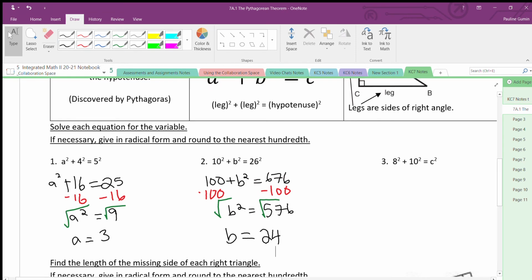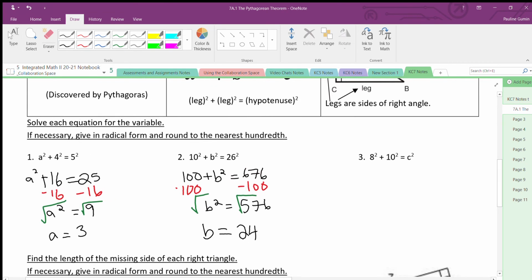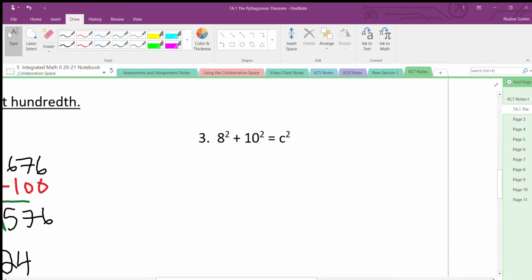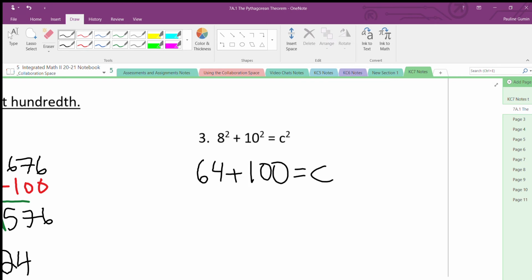Alrighty, not too bad. Let's continue. Number 3, we're looking for c. This one will be an easy one. 8 squared is 64. 10 squared is 100. Let's add them. We have 164 equals c squared. And all we have left to do here now is square root both sides.